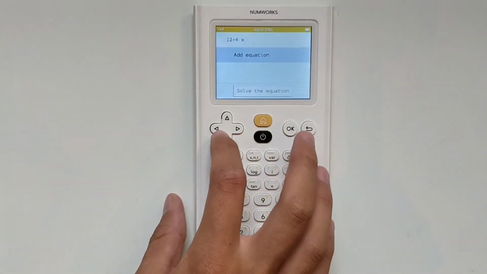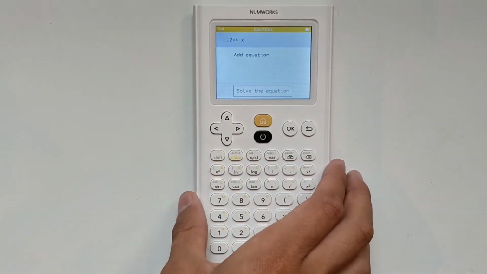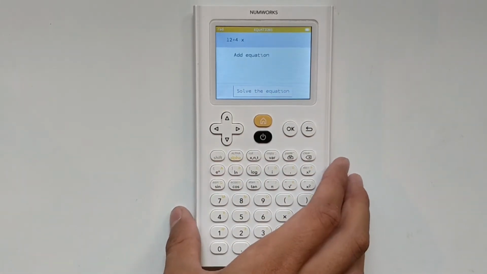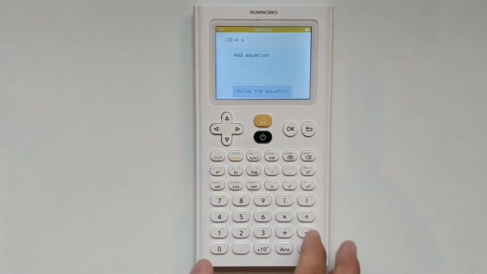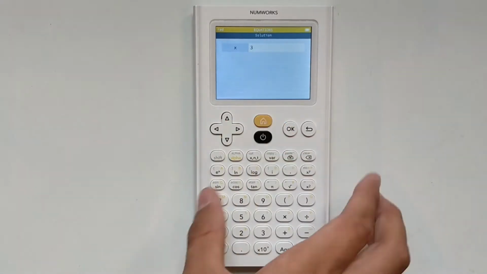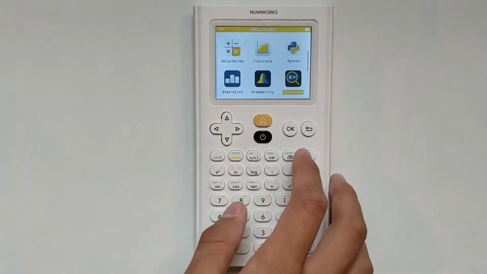And then we can actually add more equations here if this was a system of equations, but 12 equals 4x is just a single equation on its own, it's not really a system. So I'm just going to click Solve the Equation, and there we go, x equals 3. Let's try a more advanced equation.